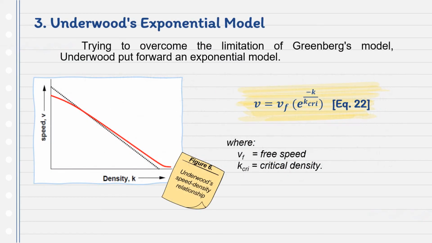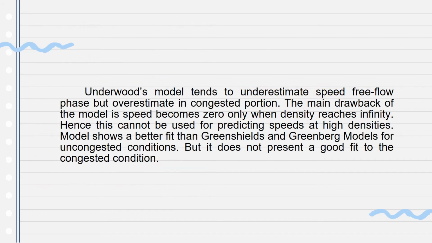The next model is the Underwood's exponential model. Underwood tries to overcome the limitation of Greenberg's model by putting forward an exponential model. Figure number 5 shows the Underwood's speed-density relationship. And the equation for this relation is v is equal to v sub f times e raised to the quantity negative k all over k sub cr, where v sub f is the free flow speed and k sub cr is the critical density. This model calibrates the free flow speed and the critical density, but its main drawback is that speed only becomes 0 when density reaches infinity. Hence, it cannot be used for predicting speeds at high densities.